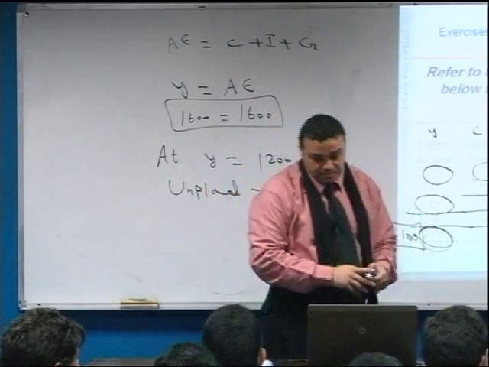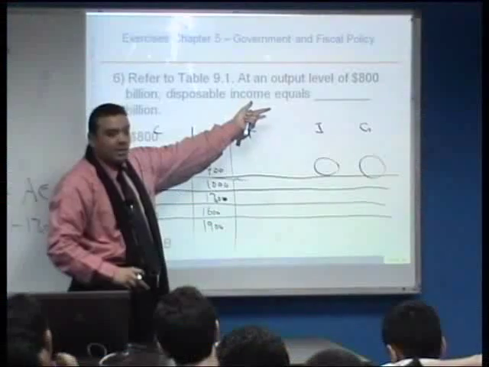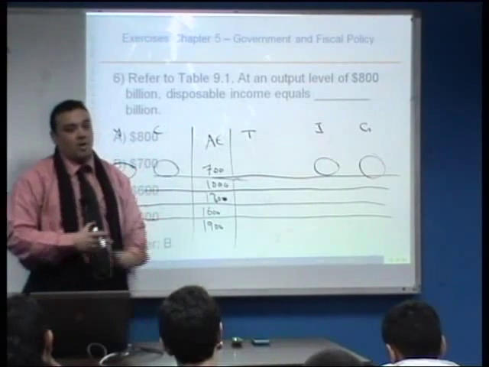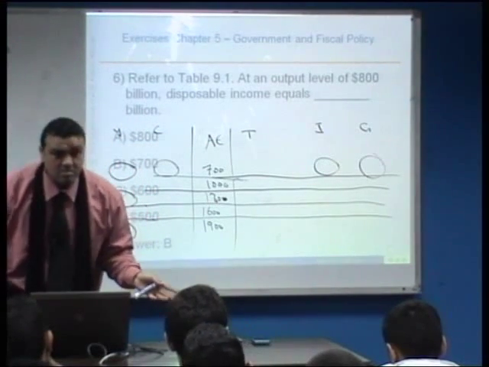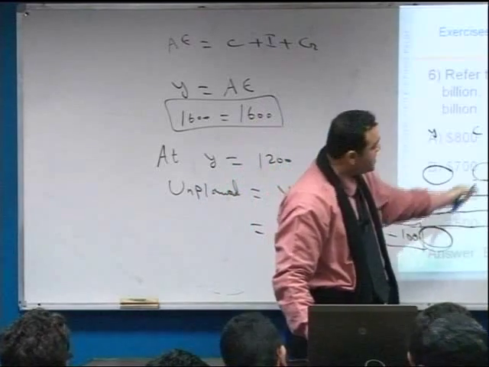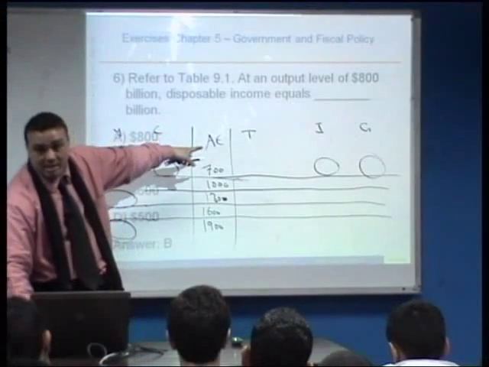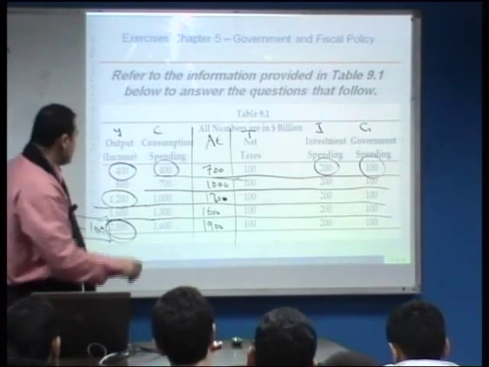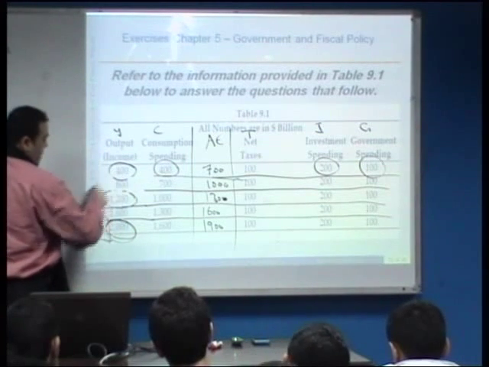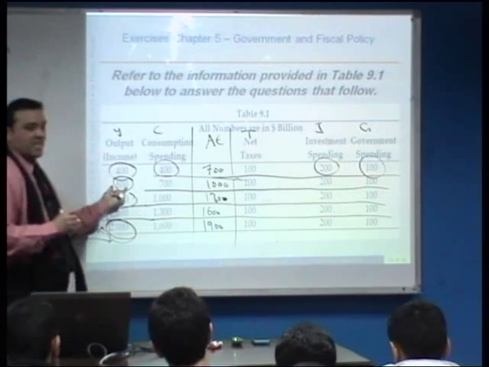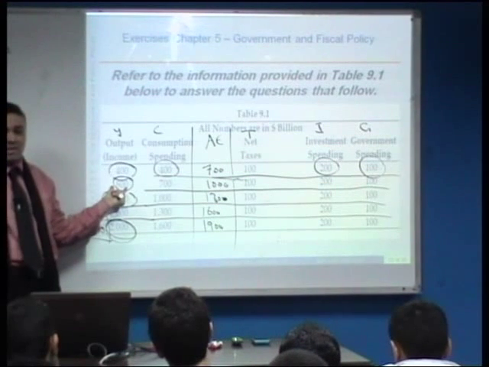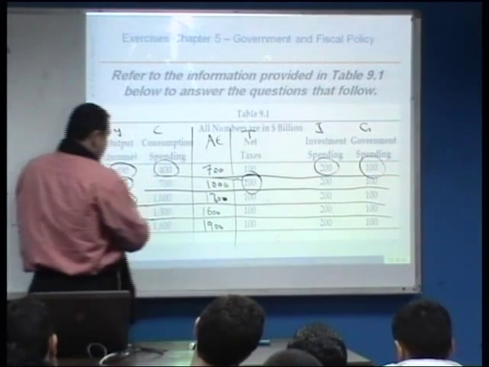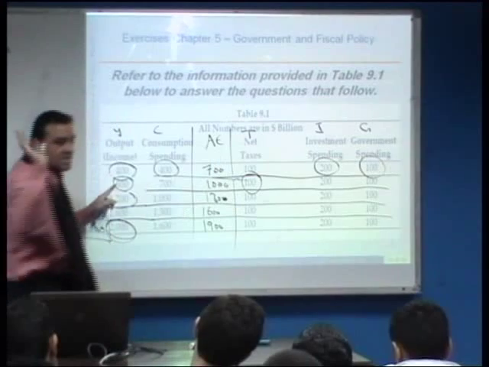Or at the aggregate output level of $800 billion, the disposable income equals what? YD equals Y minus T. So at 800, how much is the disposable income? Disposable income is YD equals Y minus T, 800 minus 100 equals 700. This is the disposable income.